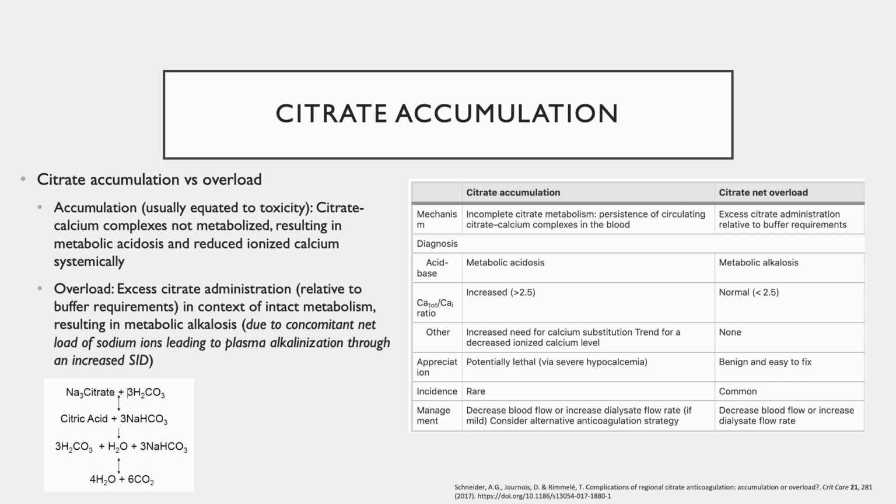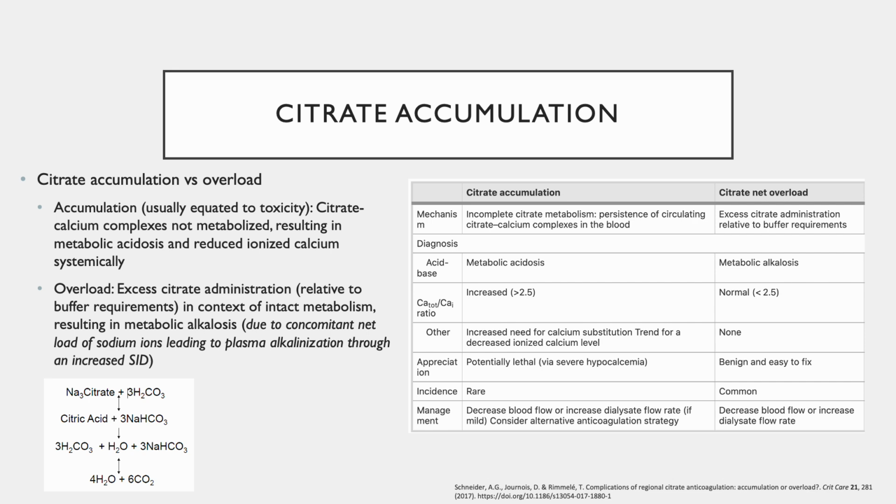So next we talk about this problem of citrate accumulation, sometimes termed citrate toxicity. At the outset it's important to clarify two different situations, that of citrate accumulation and citrate overload. Citrate accumulation, what is usually equated to toxicity, is a situation where citrate calcium complexes are not adequately metabolized because the body's metabolizing capacity is overwhelmed, and this results in a metabolic acidosis and systemic hypocalcemia, where there is reduced ionized calcium systemically, and this is a life-threatening condition.